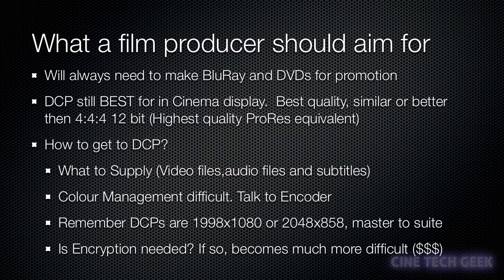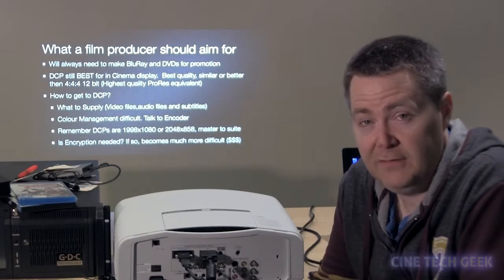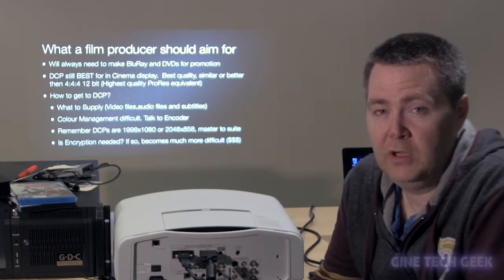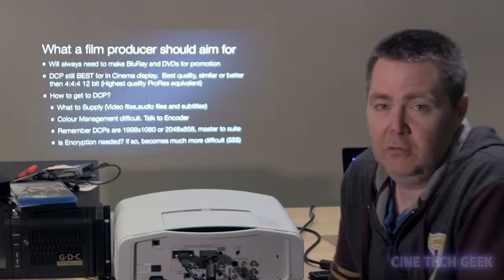And how do we get to a DCP? We'll talk about what to supply. Video files, audio files, and subtitle files will need to be supplied to a DCP creation facility. Color management is very difficult. You need to talk to the encoder. It's actually very difficult, and usually, if you don't know what I'm talking about, that means you really need to talk to someone who does.